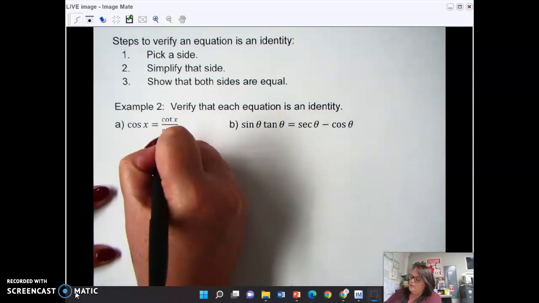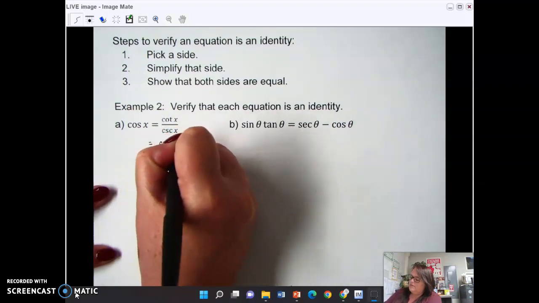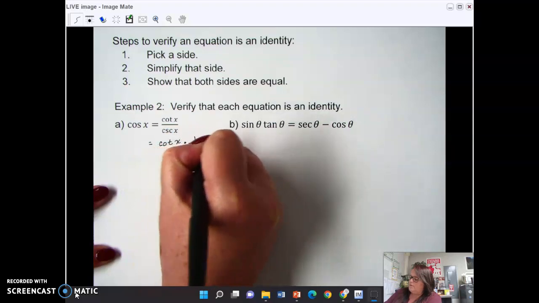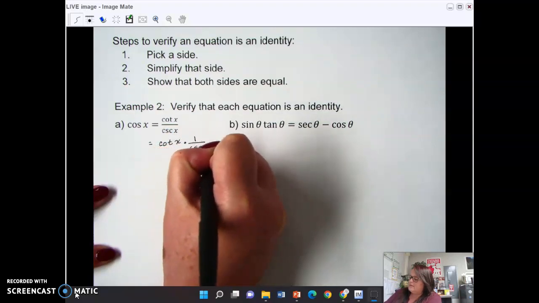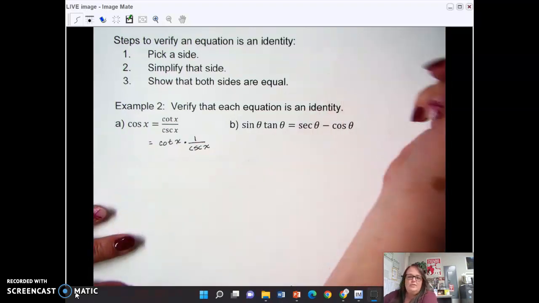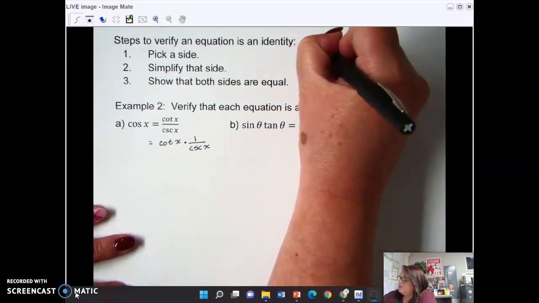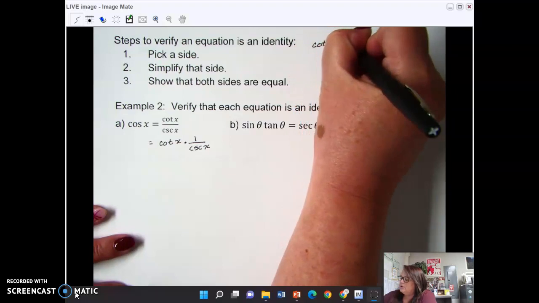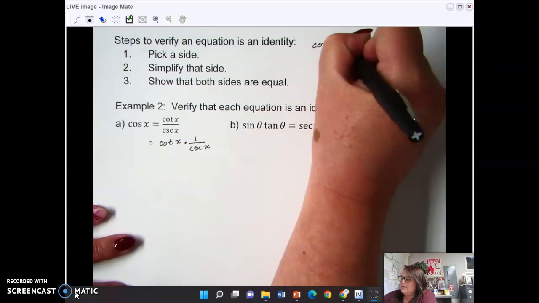And so I'm going to move this over and say that cotangent of x times 1 over cosecant of x says exactly what this says. I'm kind of undoing this fraction. Okay? So we said that cotangent of x, let me use this space up here. So cotangent of x, we said, was equal to cosine of x over sine of x.